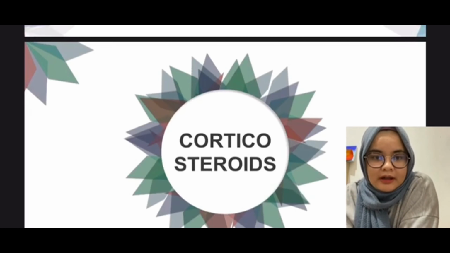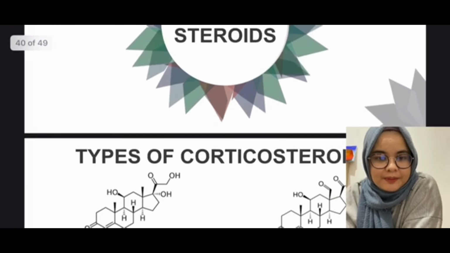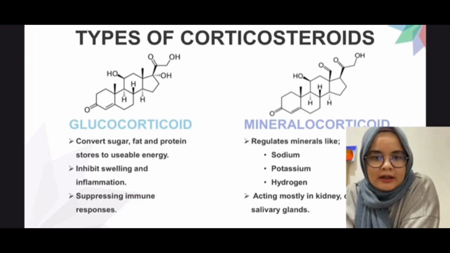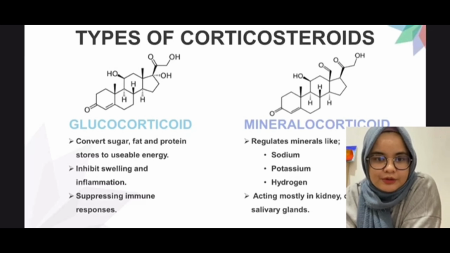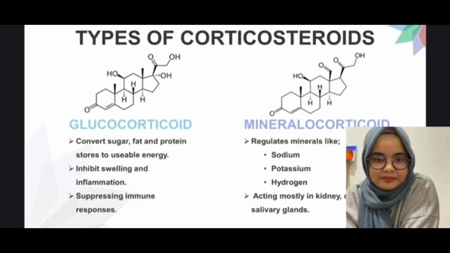Okay, now I will continue with corticosteroids. As you can see, there are two types of corticosteroids, which are glucocorticoids and also mineralocorticoids. The glucocorticoids will convert sugar, fat and protein stores to usable energy, and they will also inhibit swelling and inflammation. And mineralocorticoids will regulate minerals like sodium, potassium and also hydrogen. They act mostly in the kidney and also in the salivary glands.